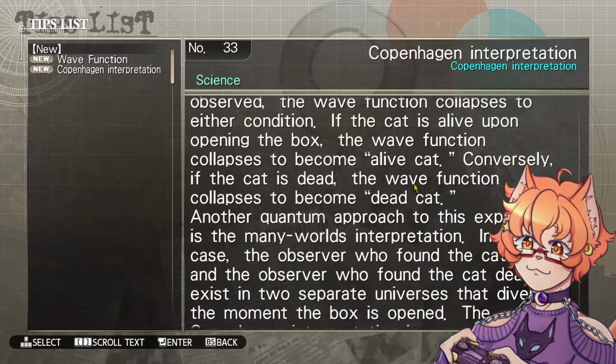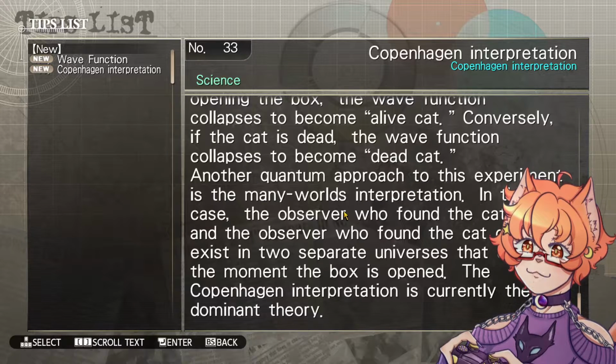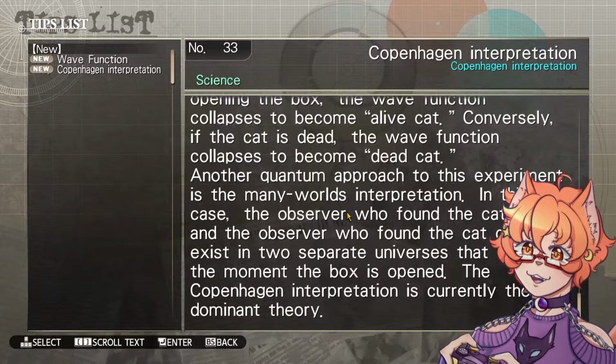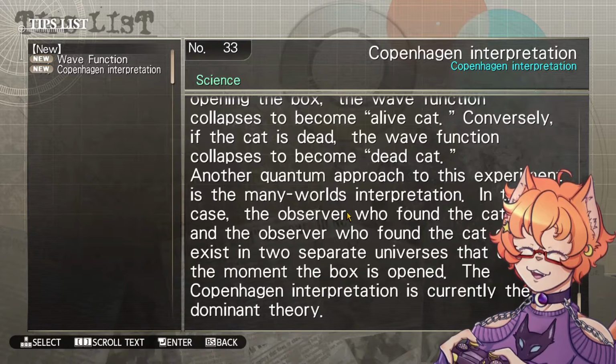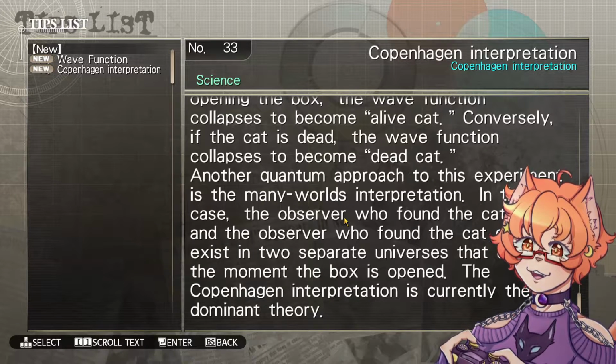Conversely, if the cat is dead, the wave function collapses to become dead cat. Another quantum approach to this experiment is the many worlds interpretation. In this case, the observer who found the cat alive and the observer who found the cat dead exist in two separate universes that diverge the moment the box is opened. The Copenhagen interpretation is currently the dominant theory.